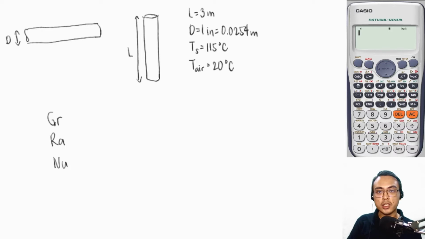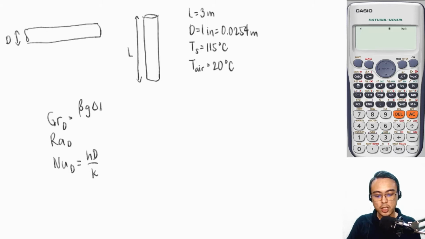For horizontal systems, we use the diameter as the characteristic length, such that we are solving for the Grashof, Rayleigh, and Nusselt number with subscripts of d, indicating that the diameter was used as the characteristic length. This changes the equation such that for the Nusselt number, it becomes hd over k. For the Grashof number, it becomes beta g delta T d cubed over nu squared. And for the Rayleigh number, that is the Grashof number using the diameter as the characteristic length multiplied by the Prandtl number.